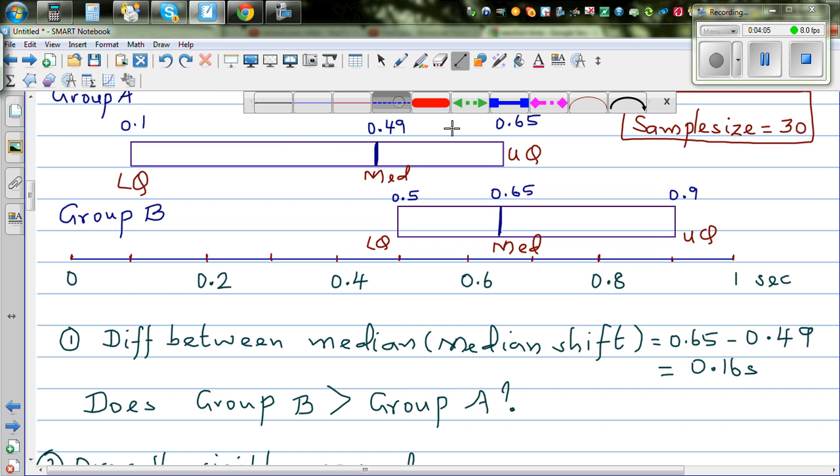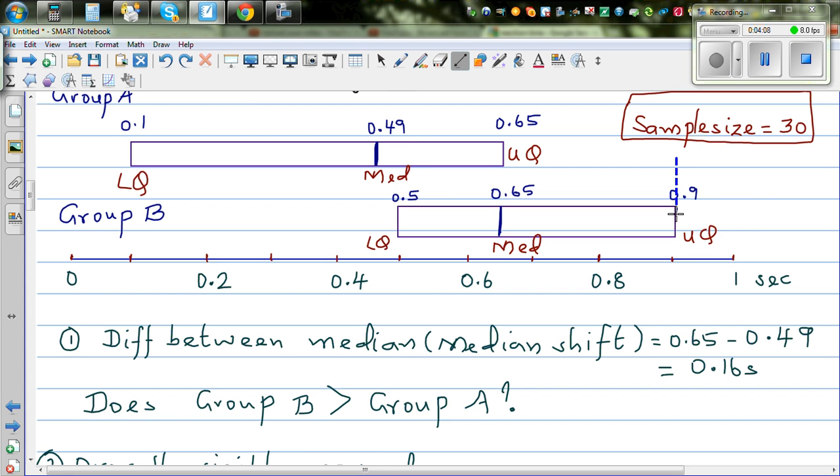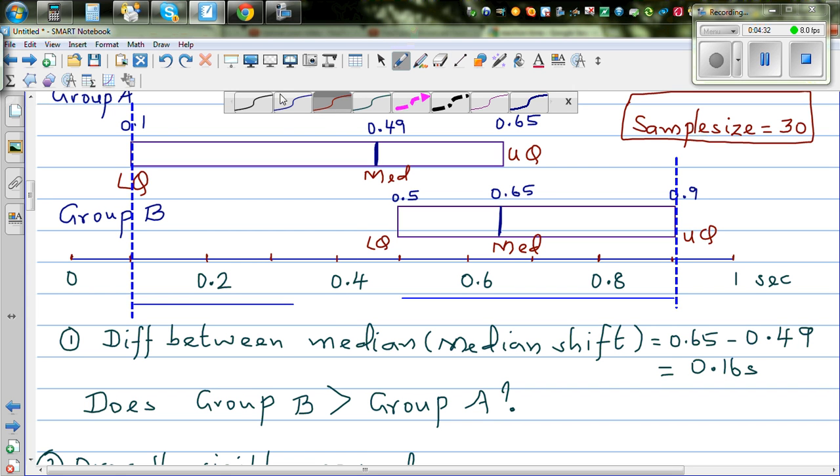So let me draw a dotted line here. So this is the higher upper quartile. Group B has got a higher upper quartile than group A's upper quartile, and this is the lower quartile. So let me draw a dotted line. The distance between these two is called the overall visible spread. I'll name that OVS for short. This is the overall visible spread, the difference between the lower quartile and the upper quartile.